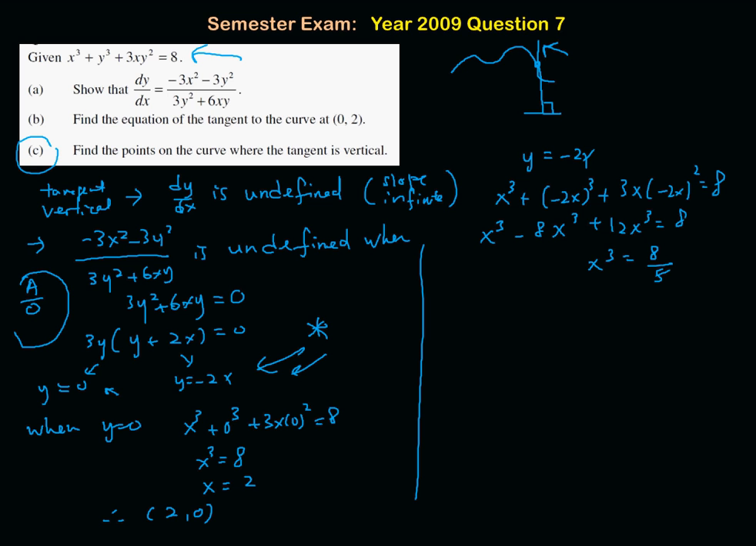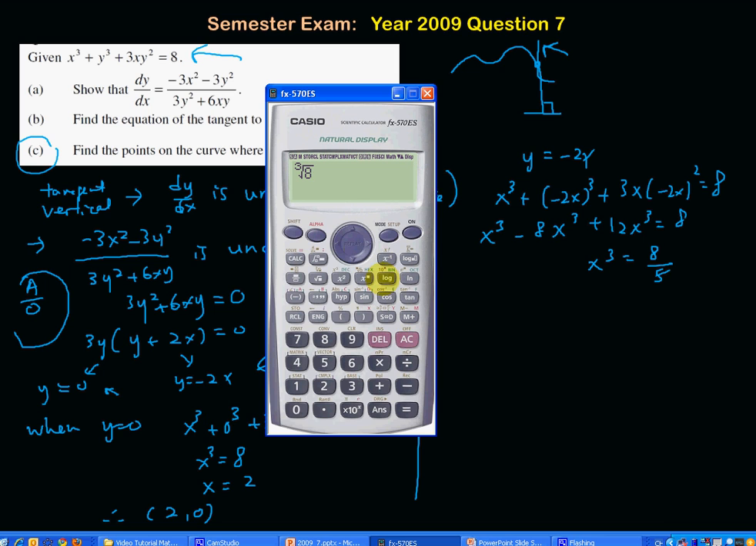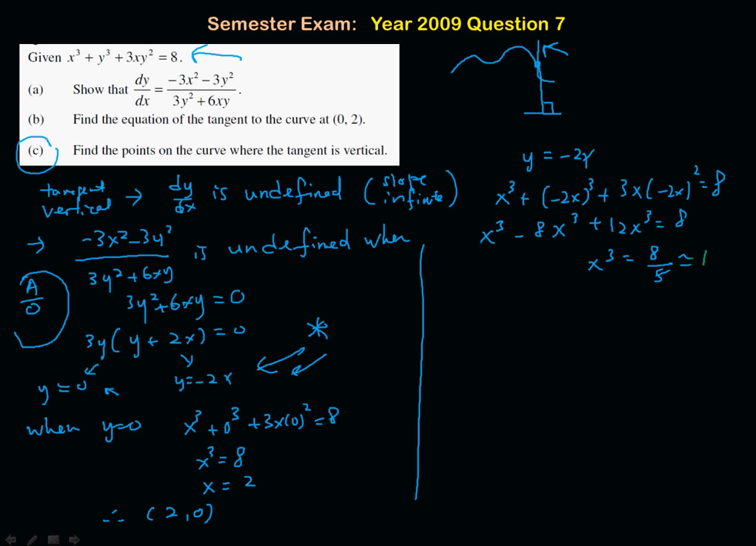So this is a cube root. Directly, the cube root of 8 over 5. And so it's approximately 1.17. And that means x is approximately 1.17, to 3 significant figures.